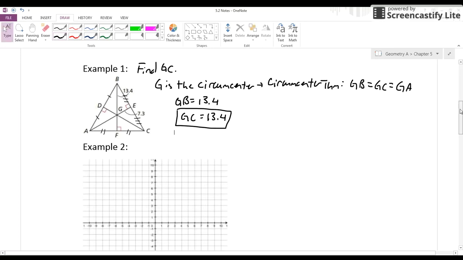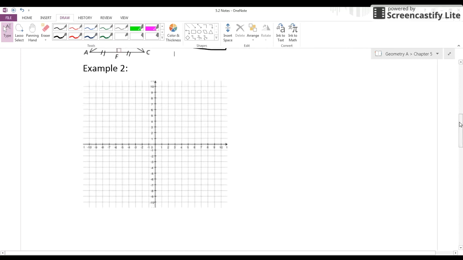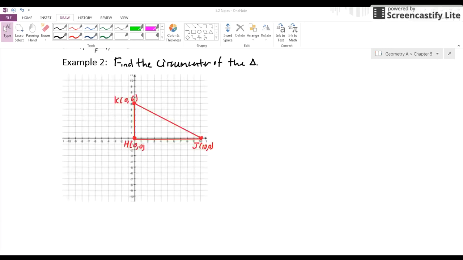All right, let's move on to example 2. How will we find a circumcenter graphically? Let's first plot some points and make a triangle. Let me just write the directions really quick. We are going to find the circumcenter of the triangle. Let's plot some points to make us a triangle, and then we'll work through this problem. There's our triangle HJK. H is at 0, 0, J is at 10, 0, and K is at 0, 6. What we need to do is find the circumcenter of this triangle.